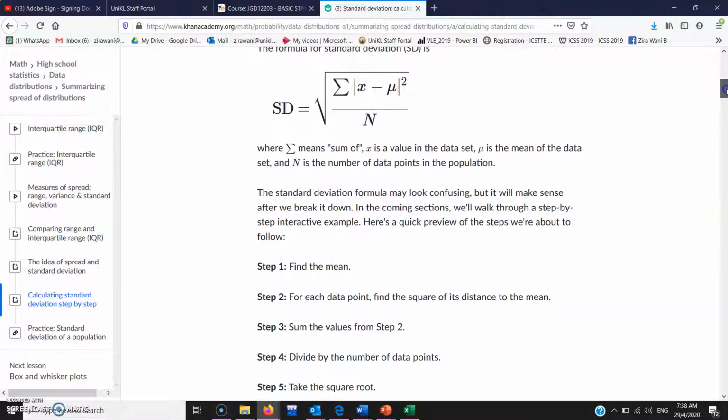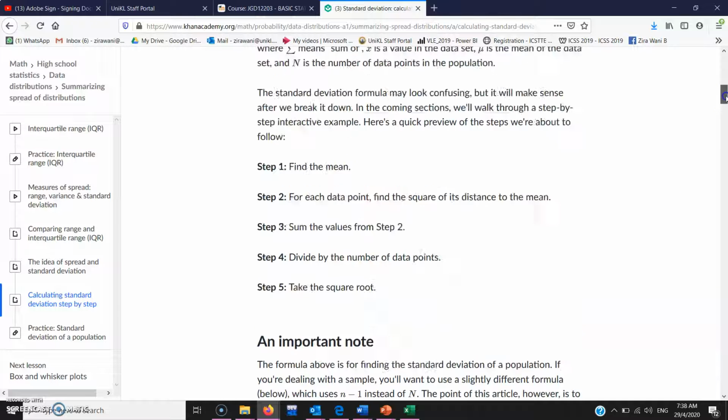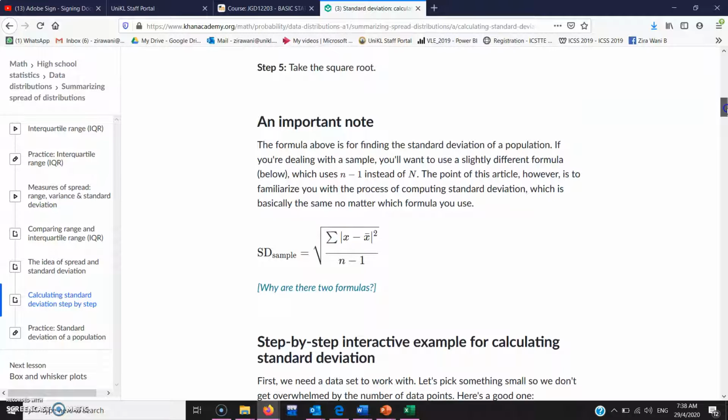When you calculate the standard deviation, you have to follow these 5 steps. Step 1 is to find the mean of the data values. Then for each data point, we find the square of the distance to the mean, using the formula, which is the difference between the mean and the data values. Step 3 is the sum of step 2. Then we divide by the number of points. Then we take the square root. So step 1 is find the mean, and step 2 is you use this formula to calculate the standard deviation and variance.